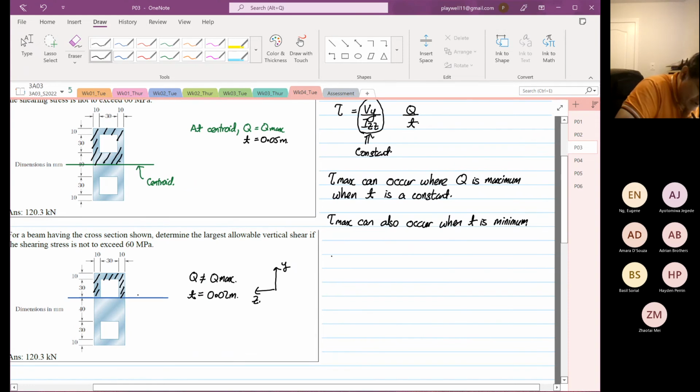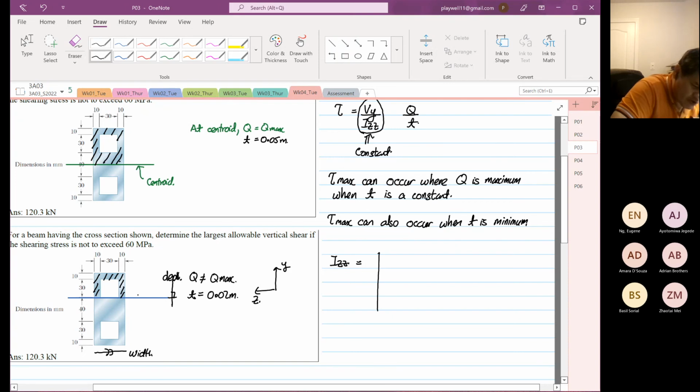So determine our Izz. We know that parallel to the axis, this is our width, and perpendicular, this is our depth. How I'm going to determine the Izz is I'm going to do the second moment of area for the solid section, and I'm going to minus away the two boxes, or the two squares.